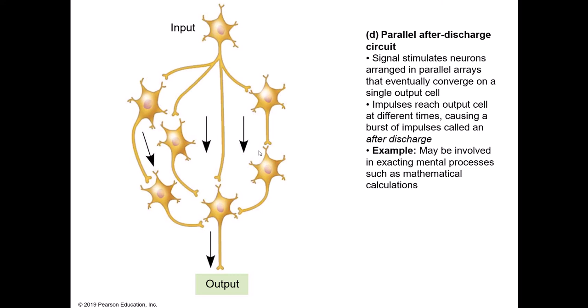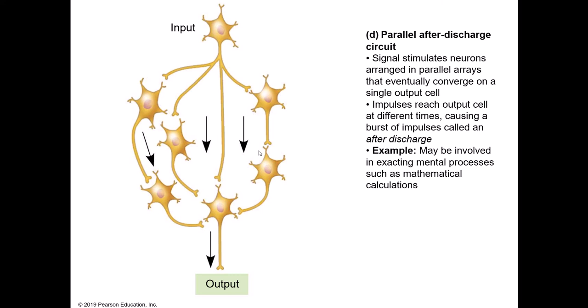And then the last one is what we call parallel after discharge circuits. These are the circuits that are involved in our really high-level thought, all of our doing math problems and learning about our brain. So here we have a single input and a single output, but we travel multiple paths to get there, and so that's the parallel part, and the signal arrives at the output neuron at different times. So we get a burst of signals. You get one signal and the next signal, and next signal, and next signal, so you get a burst of information, hence parallel after discharge.